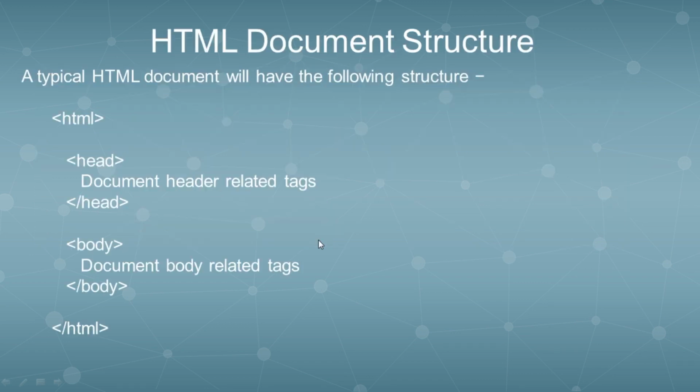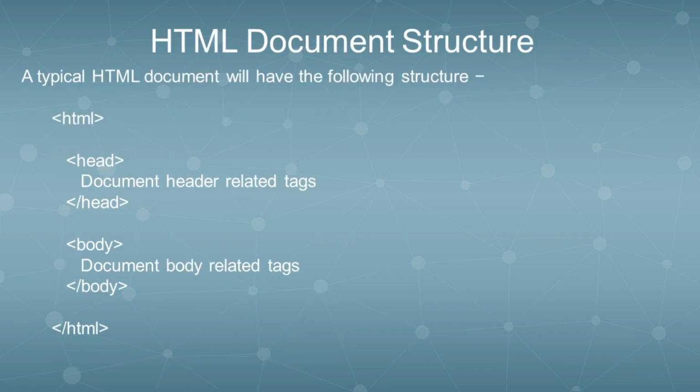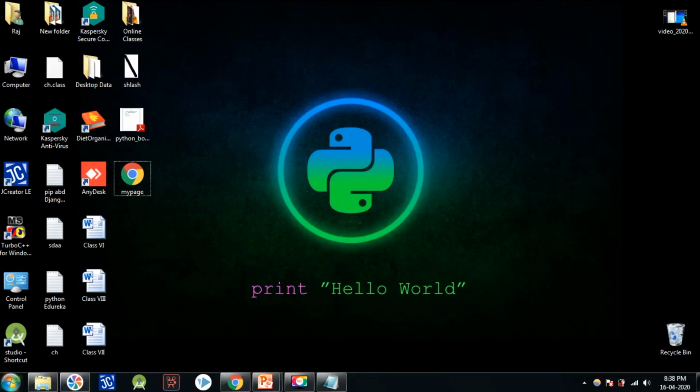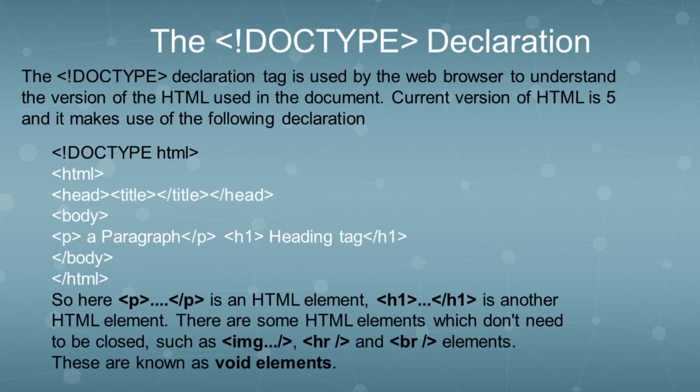Students, we need to just go through the HTML structure again. Look here. A typical HTML document has the following structure: HTML, inside that head, document header and data tags, head close, body, document body related tags, body close, and HTML close. We are going to learn how to use these particular tags. In this example we'll consider the same example: I have used HTML, head, title, my site, and now we are going to discuss its components. We can come back to the presentation again.